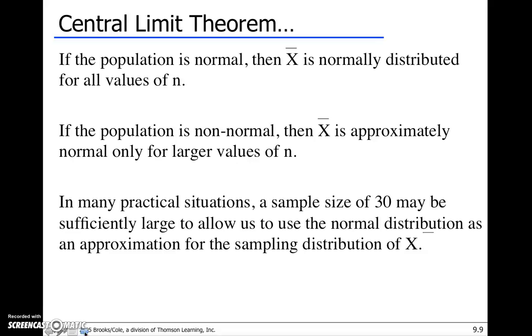Again, on the central limit theorem, if the population is normal, then x bar is normally distributed for all values of n. If the population is non-normal, then x bar is approximately normal only for large values of n. In many practical situations, a sample size of 30 may be sufficiently large to allow us to use the normal distribution as an approximation for the sampling distribution of x bar.